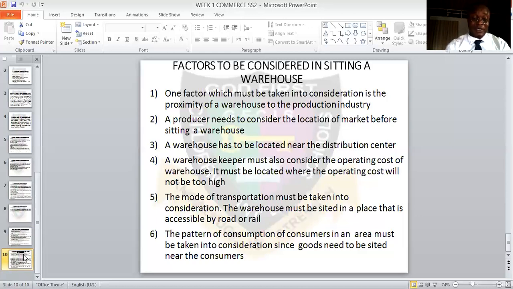So lastly, the pattern of consumption of consumers in the area must be taken into consideration, since goods need to be sited near the consumer. So whichever warehouse you want to set up, set it up very close to where you can be able to get consumers.